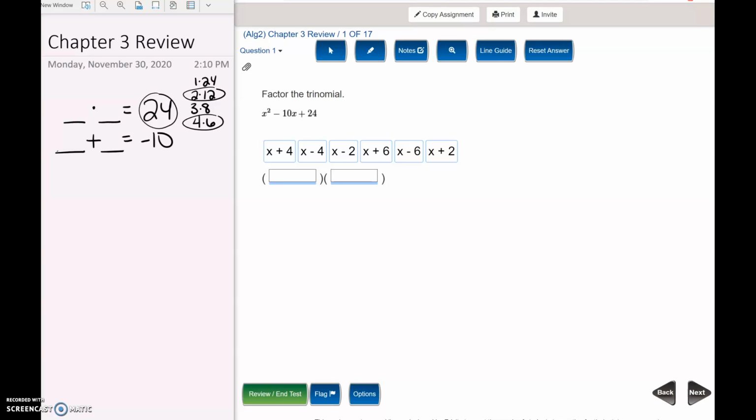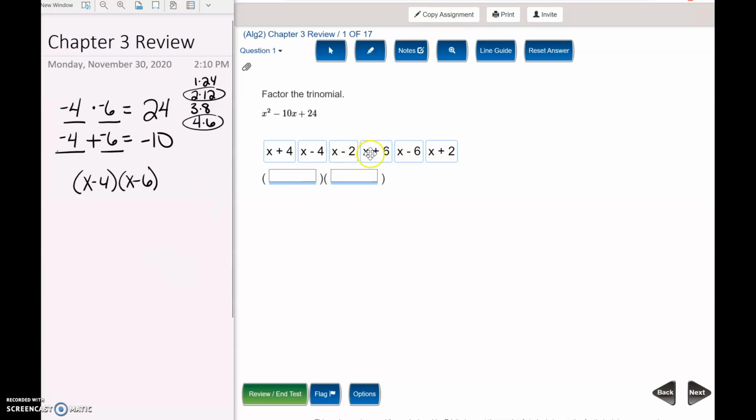2 and 12 would work if we were trying to multiply to get -24. But since we're trying to get +24, both numbers need to be positive or both of them need to be negative. If these were both positive or both negative, it would be 14 or -14. We don't want that. But if we've got -4 and -6, that adds up to -10. -4 times -6 is +24. So our factored form is x minus 4, x minus 6.